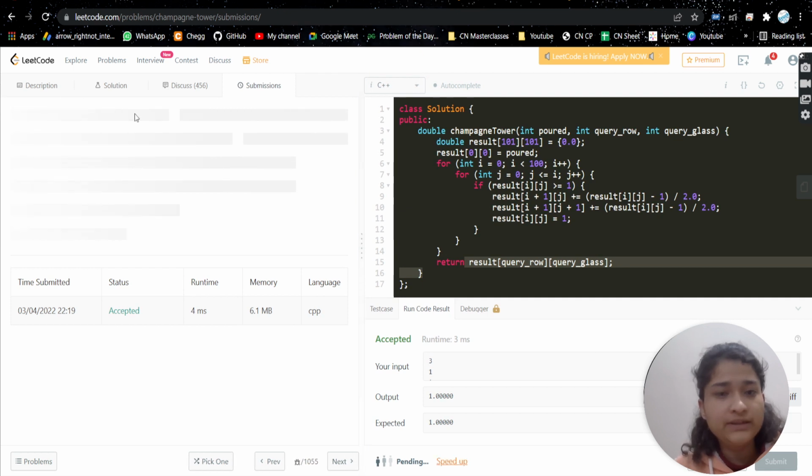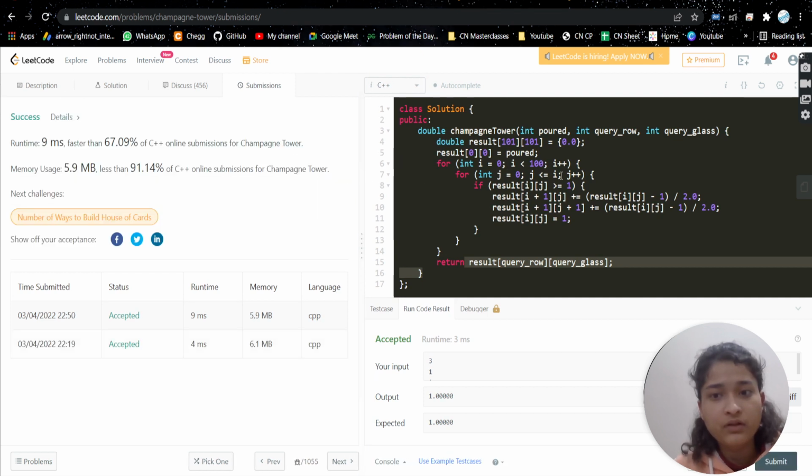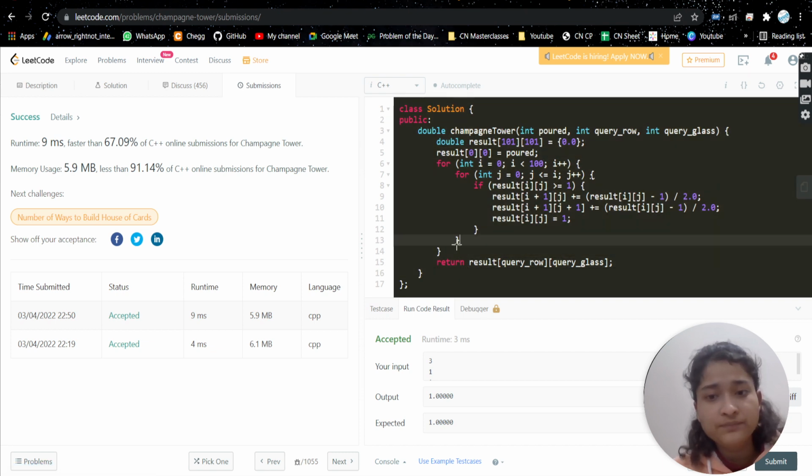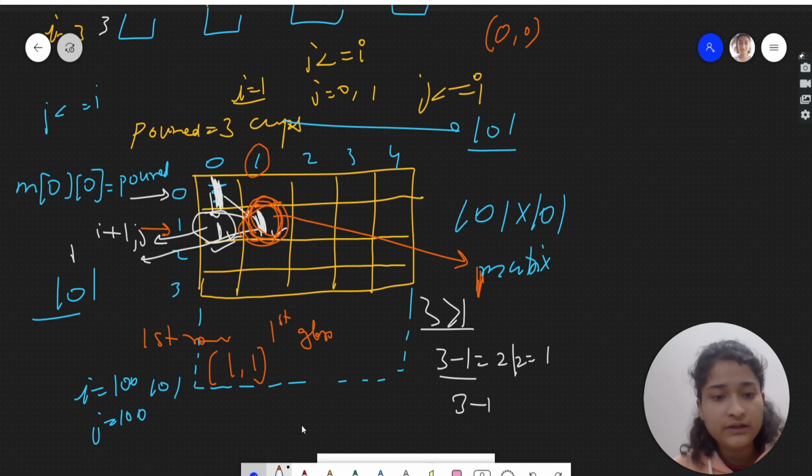So let's submit this. So it's getting passed, right? I hope you understood the problem, guys. Very easy problem, and complexity is fairly simple.